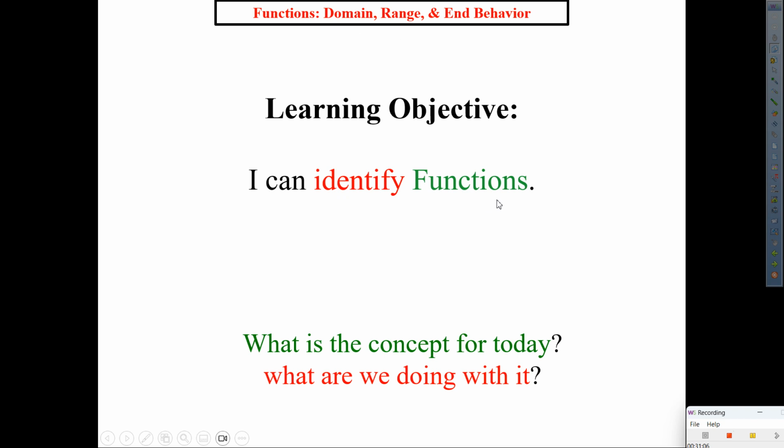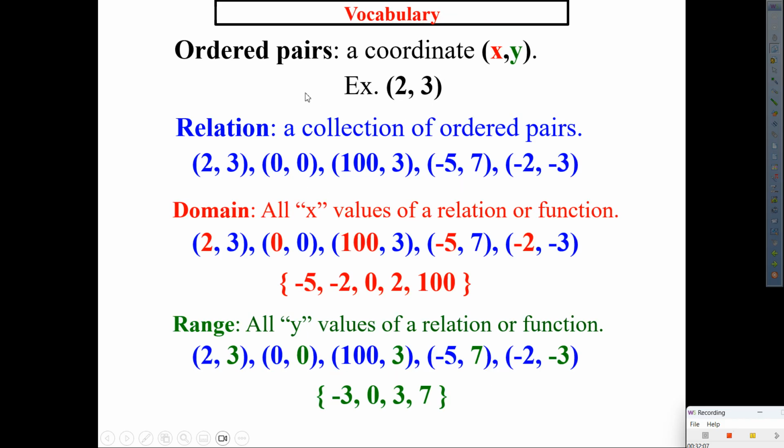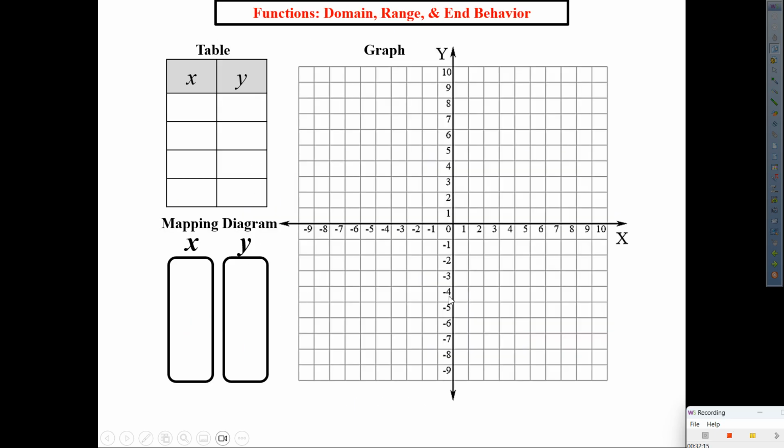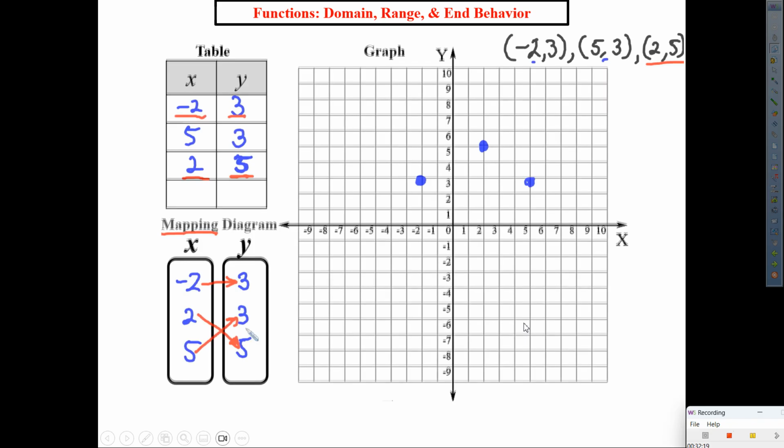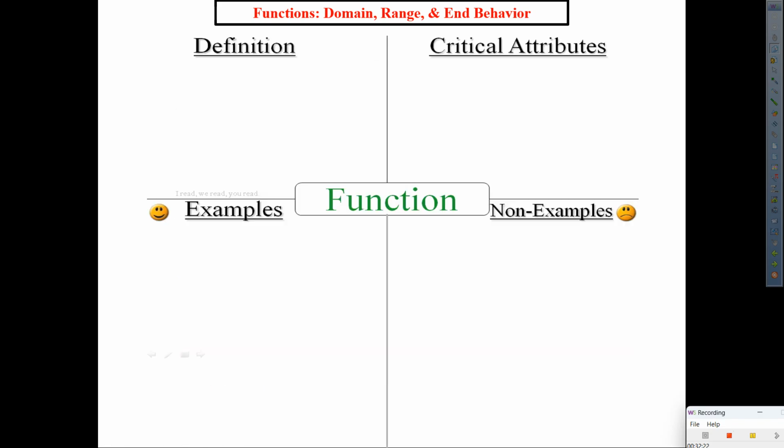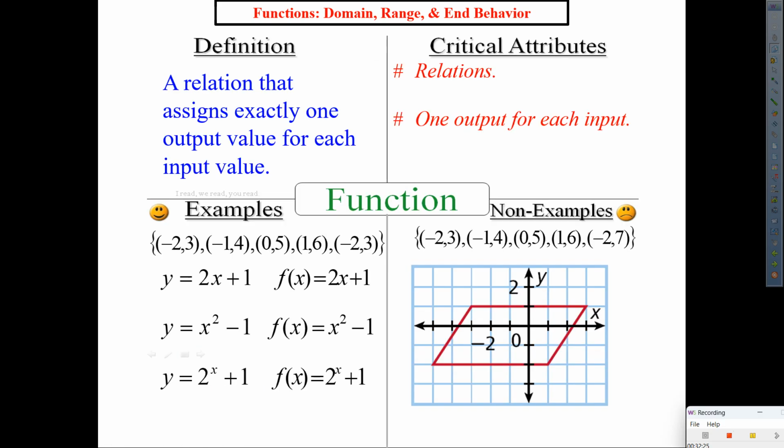I can identify functions. We're still in the middle of functions, yes? All right. So we took notes yesterday on ordered pairs, relation, domain, range. We did one of these, and then we did another one. You did one by yourself, and it looks like this, yes? Then from there we went to our definitions, and we said a function is a relation that assigns exactly one output for each input.